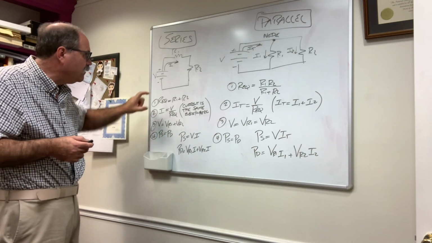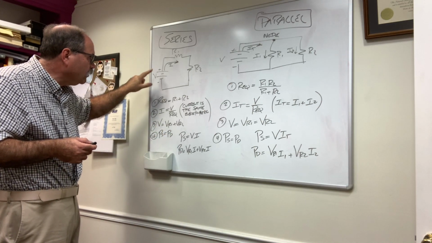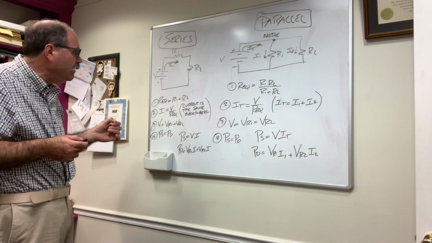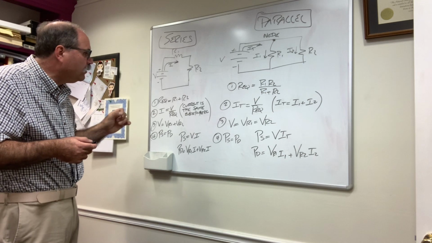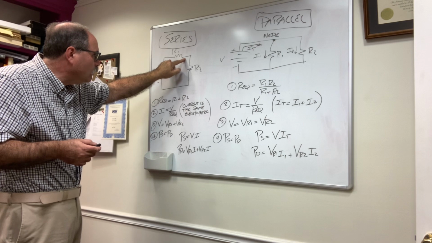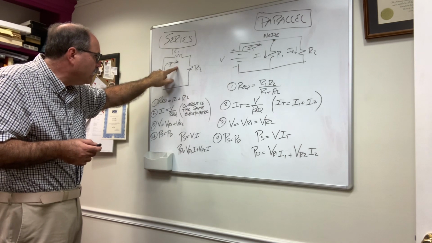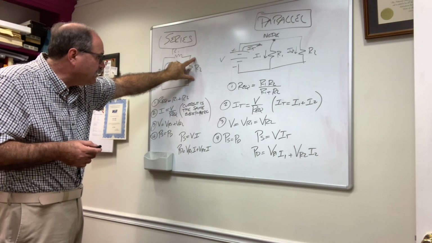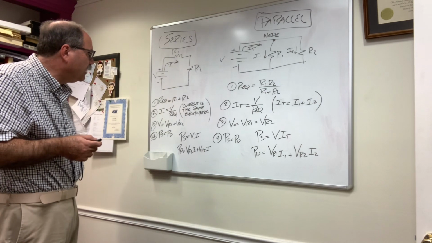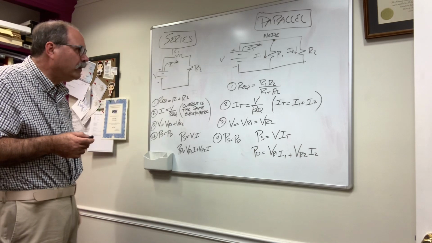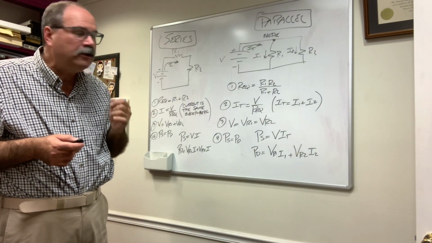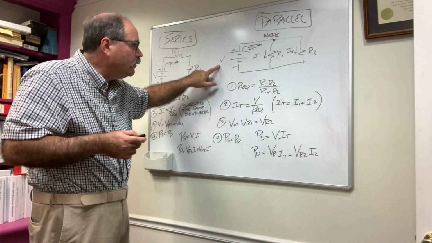Power supplied is going to be equal to the supply voltage multiplied by the current, and then the power dissipated is going to be equal to the individual powers of each resistor. So in effect, the voltage drop across R1, VR1, multiplied by the current, plus the voltage drop across R2, VR2, multiplied by the current. Add those two powers together, we will get the total power supplied. That's a series circuit.